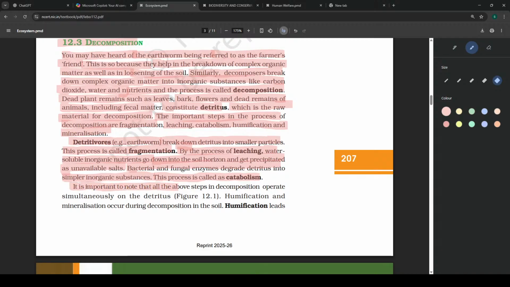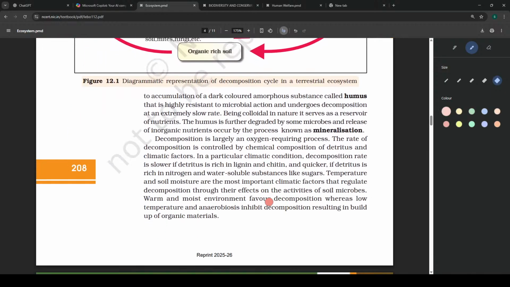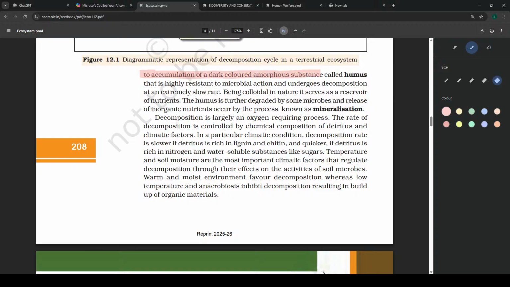It is important to note that all the above steps in decomposition operate simultaneously on the detritus. Humification and mineralization occur during decomposition in the soil. Humification leads to accumulation of a dark colored amorphous substance called humus that is highly resistant to microbial action and undergoes decomposition at an extremely slow rate. Being colloidal in nature, it serves as a reservoir of nutrients. The humus is further degraded by some microbes and releases inorganic nutrients by the process known as mineralization.